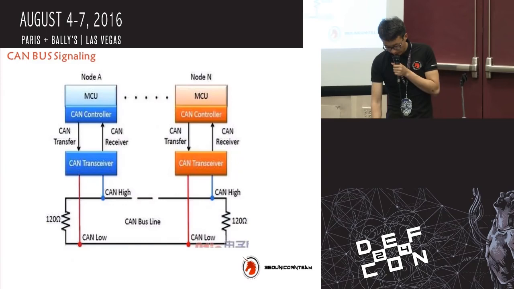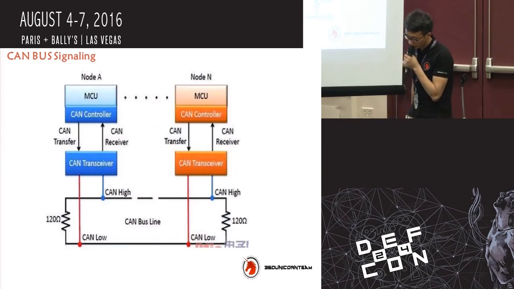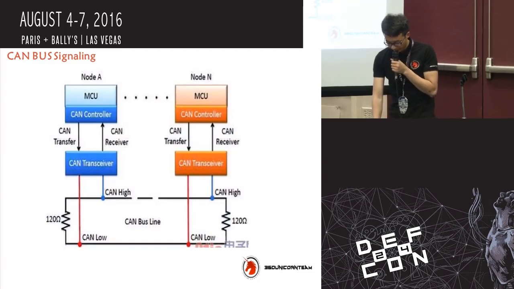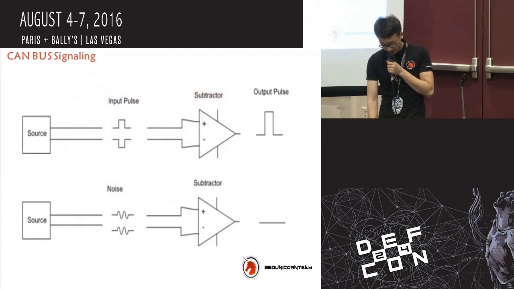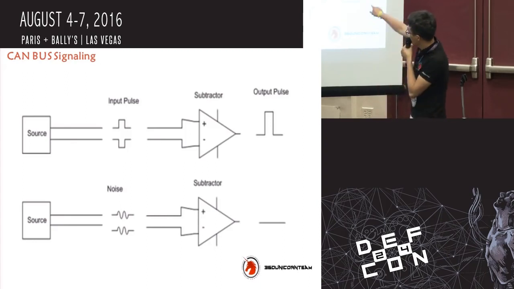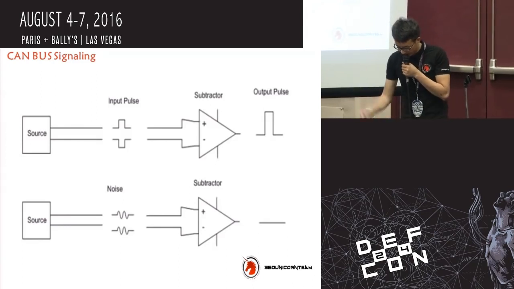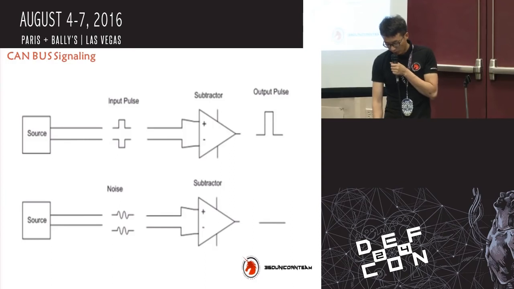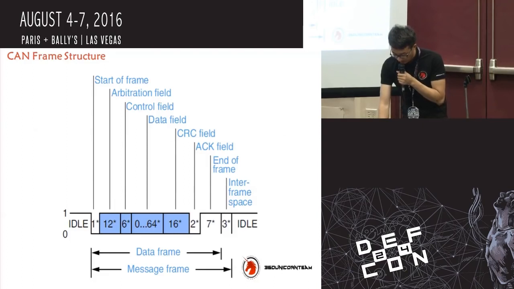Okay, this is CAN bus signaling. CAN bus usually has two wires, CAN high and CAN low, and it uses differential signals. As this is not that closely related to my research, I just skip those. You can see that the CAN signal looks like this. It's a differential signal, so it's not susceptible to common mode interference. So this is a typical CAN frame structure.